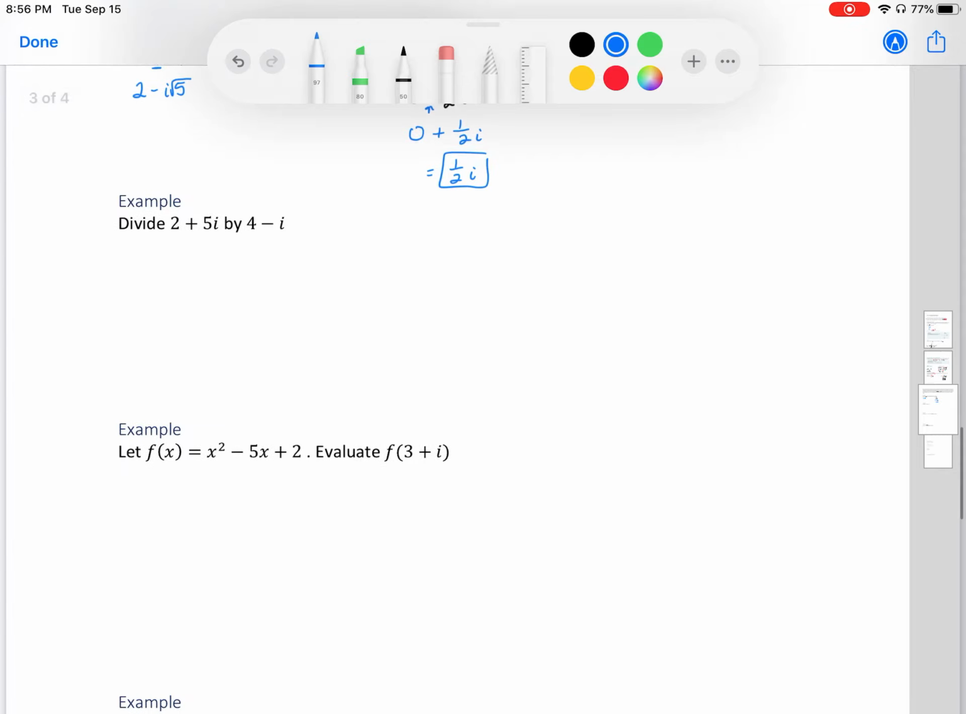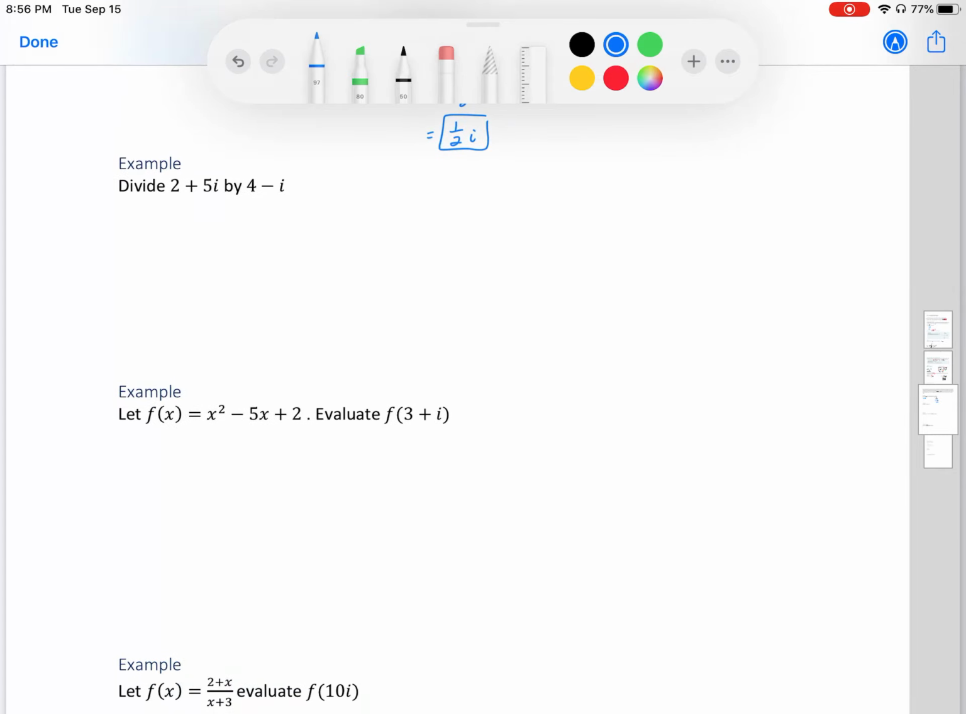Okay, let's do an example. Divide 2 plus 5i by 4 minus i. So let's write it 2 plus 5i divided by 4 minus i. So our goal is to get the i not in the denominator's place. To do that, we must multiply by the conjugate. So we're going to multiply by the conjugate of the denominator, which would be 4 plus i, 4 plus i, and we multiply.